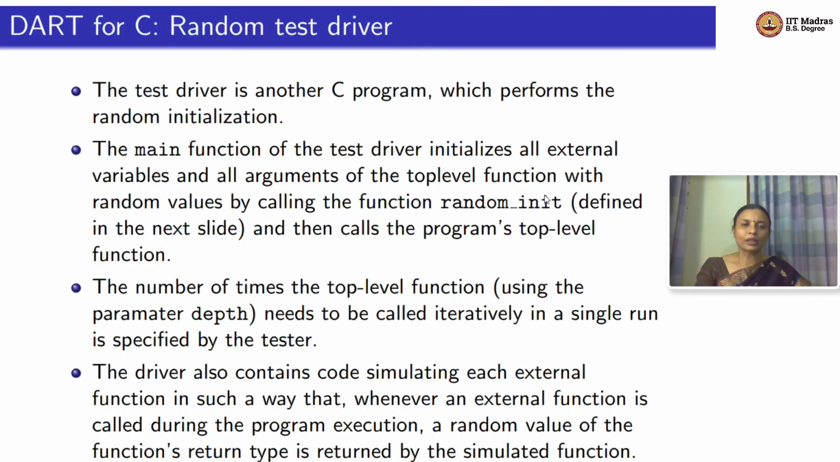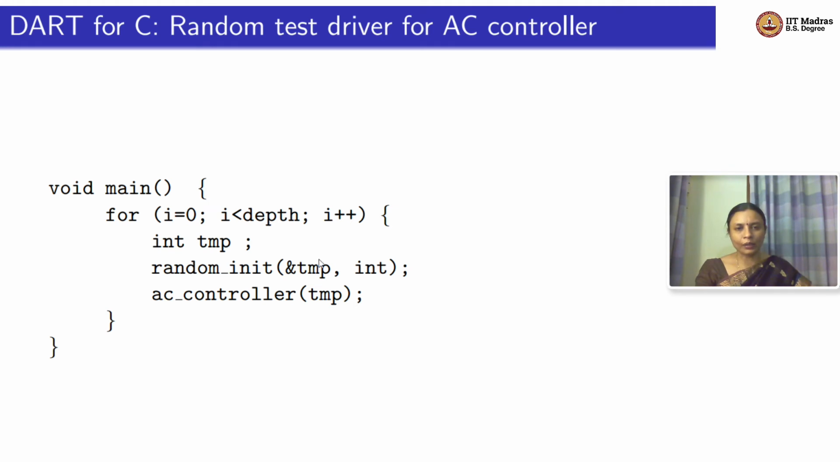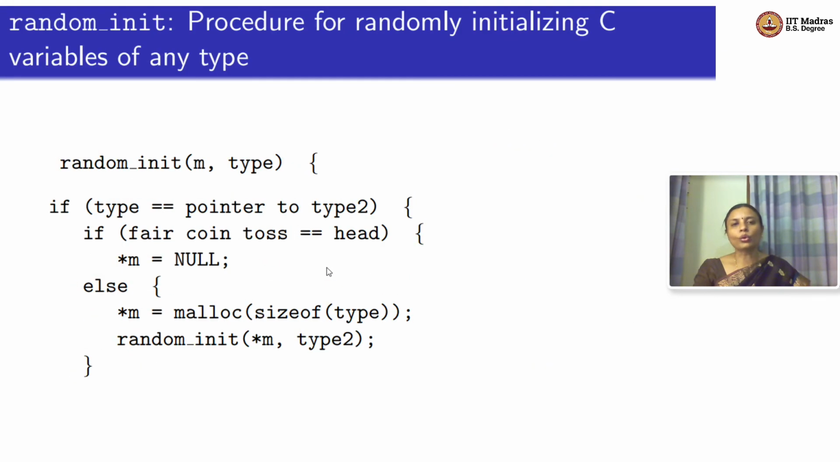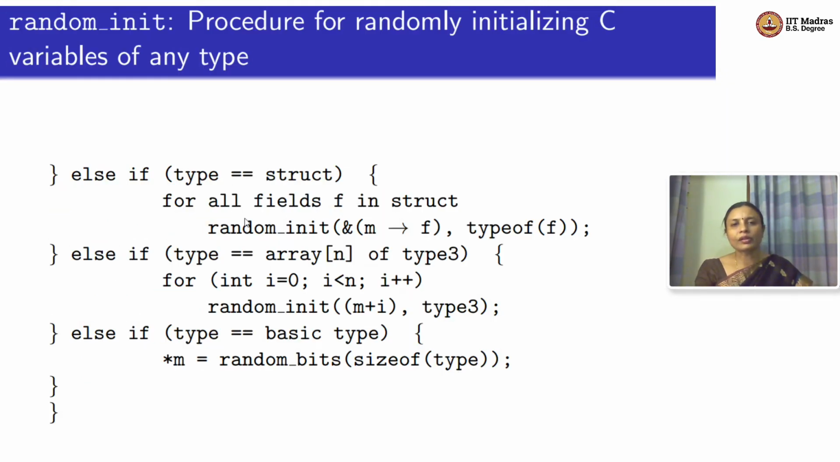So this random init, which this main uses here, how does it go? That depends on the variables of a particular type. So if the type is pointer, then you initialize it this way. If the type is a struct, then you initialize it this way as you're given here. If the type is an array, then you go through a for loop and initialize the elements of the array.